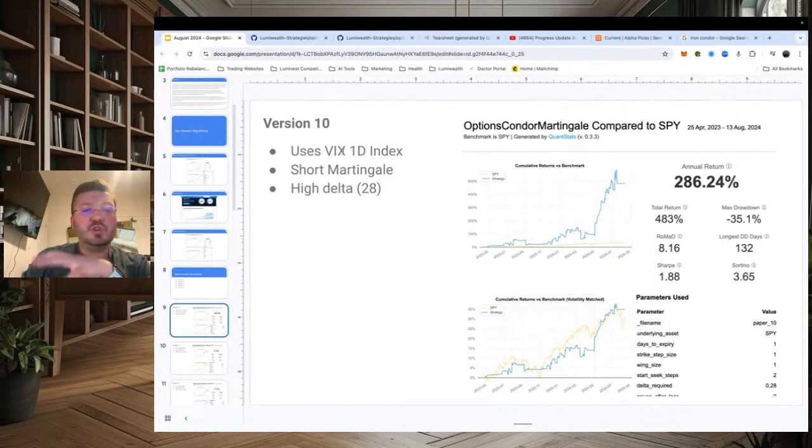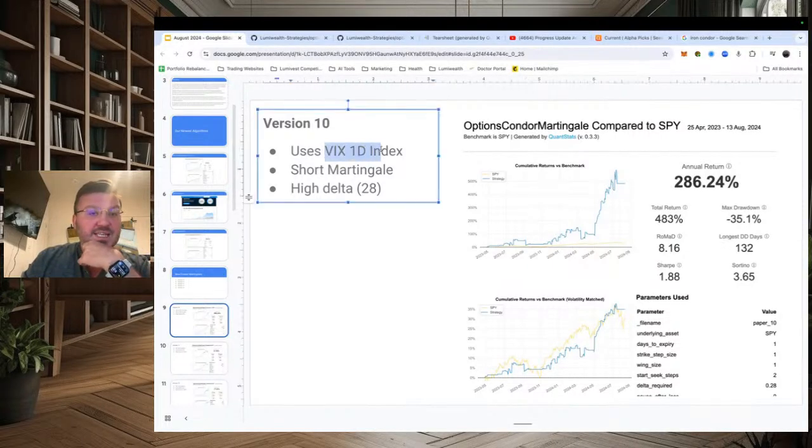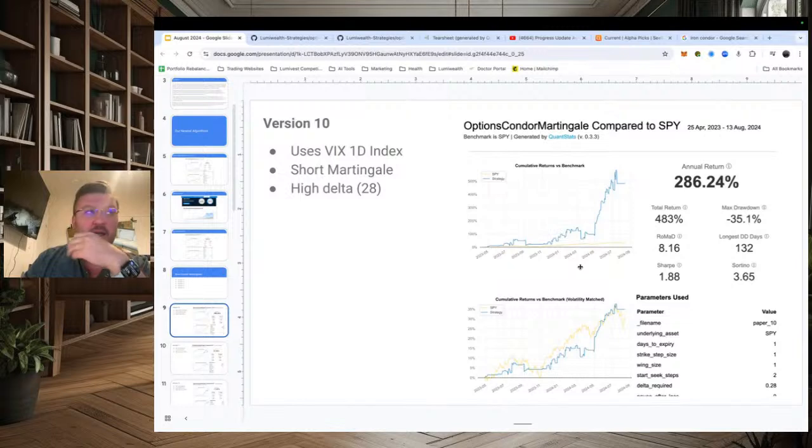Basically, what we did with version 10 of our Condor Martingales is we use an index called the VIX 1 day to look at a lot of the stuff. Do we trade today or not? We use the VIX 1 day to decide. This one also has a very short martingale. Instead of the very long martingales where you double your money, this one's very short, so the chance of a massive implosion is theoretically lower.